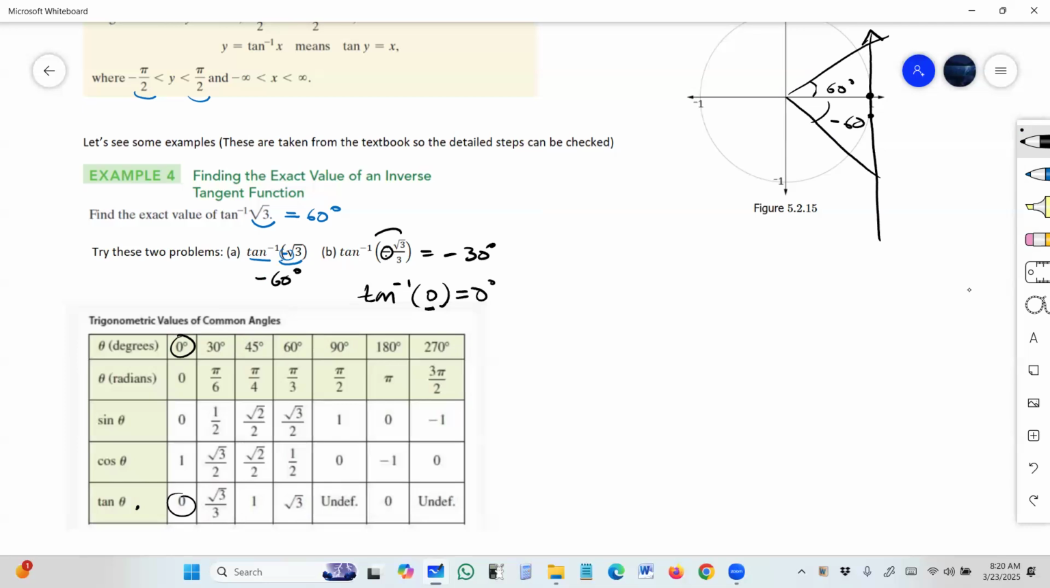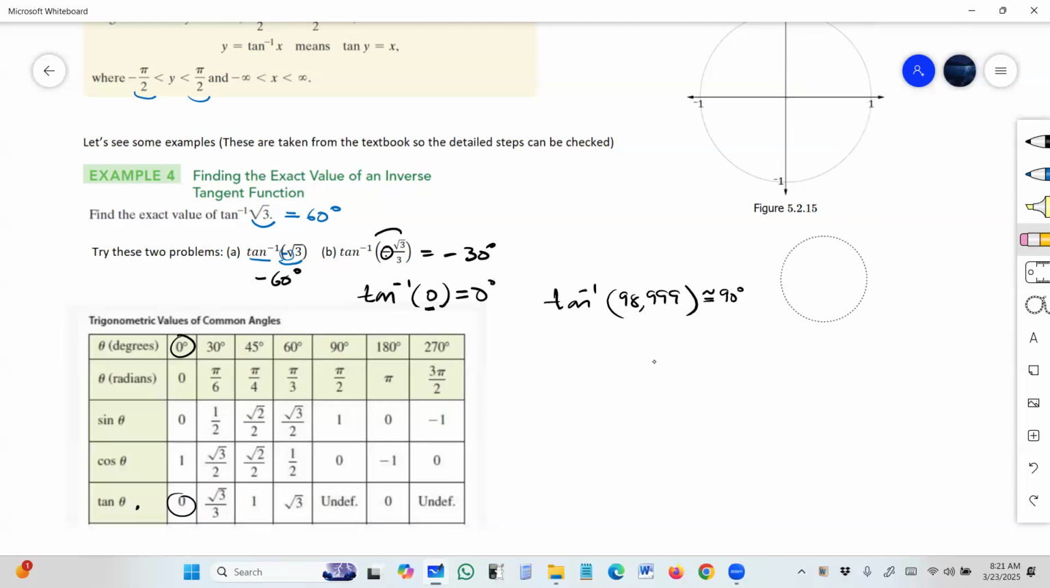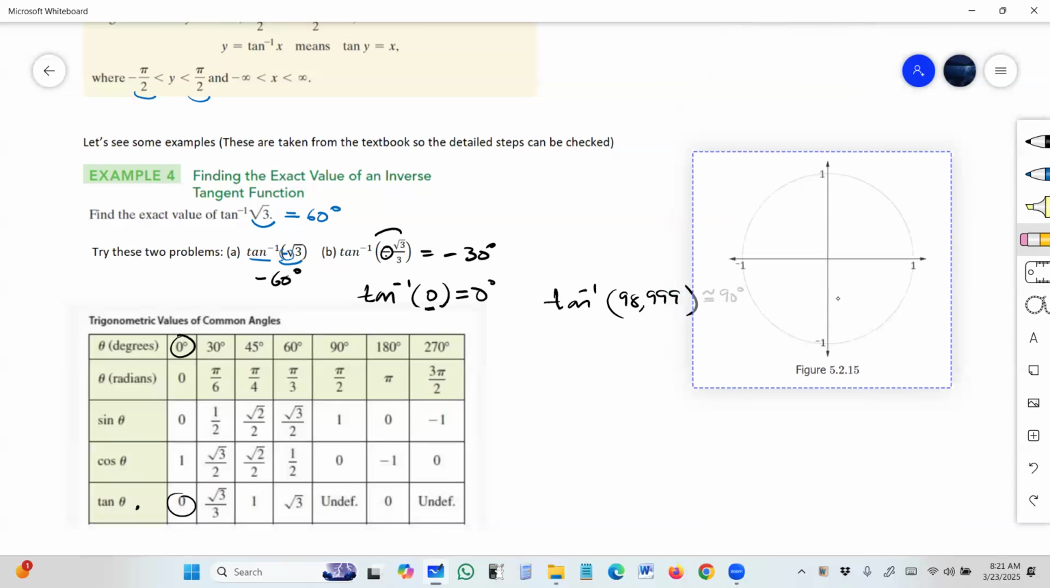Now because tangent is this axis, this is the tangent axis, I can have some question like this: tangent inverse of 9,000, maybe 98,999, for example. Okay, if you do this, this is not one of the known angles, but we can do this on the calculator, and it's going to be very close to 90 degrees. It's not going to be 90 degrees. Maybe it's going to be 89 or 88, whatever, but it's going to be very high, and I'm going to show you why using this table right here. I'm going to pull it back a little bit.